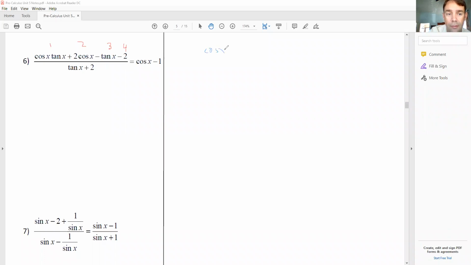So cosine x tan x, I got to first write the problem, plus 2 cosine x minus tangent of x minus 2 all over tan x plus 2 equals cosine x minus 1.